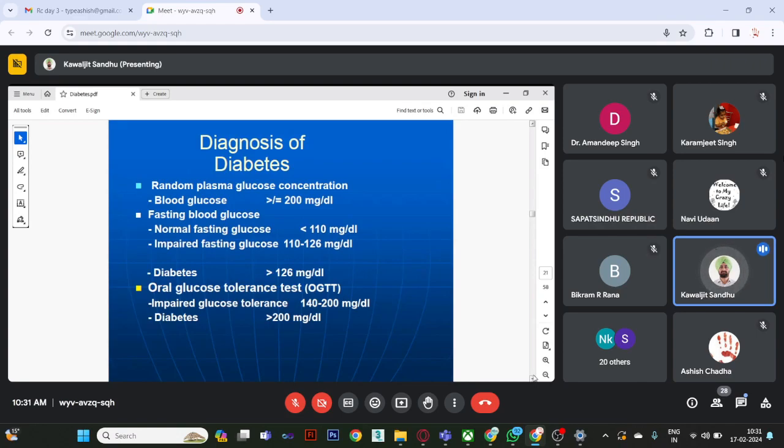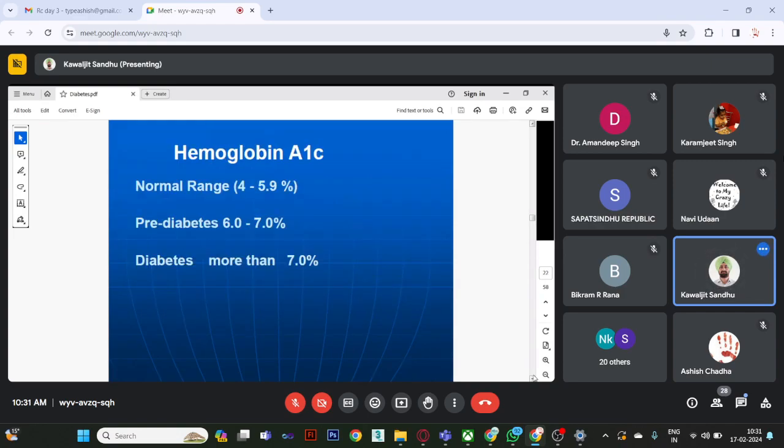So this is just to sum up what I have discussed. For the 3-month average test, if it is in the range between 4 to 5.9%, it's the normal range. Pre-diabetic condition is 6 to 7%, and more than 7% is diabetic.